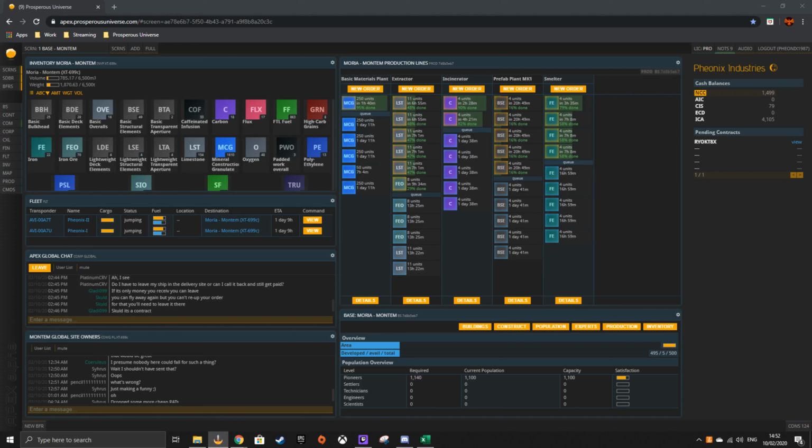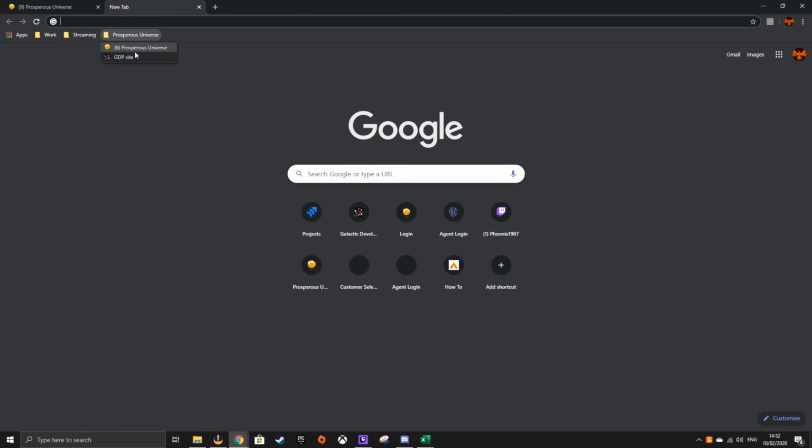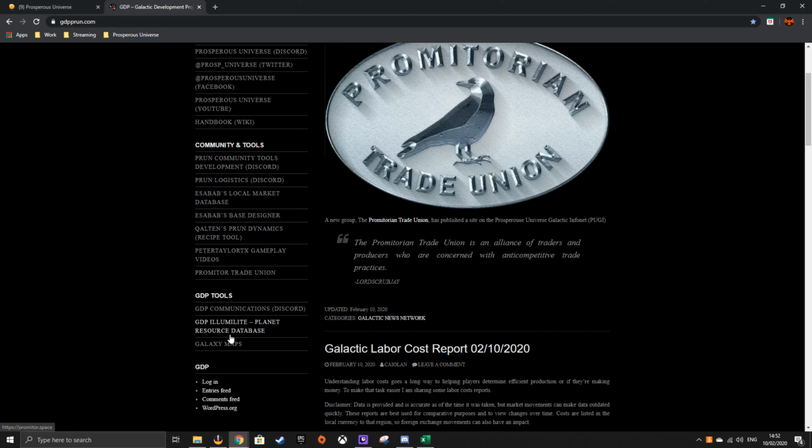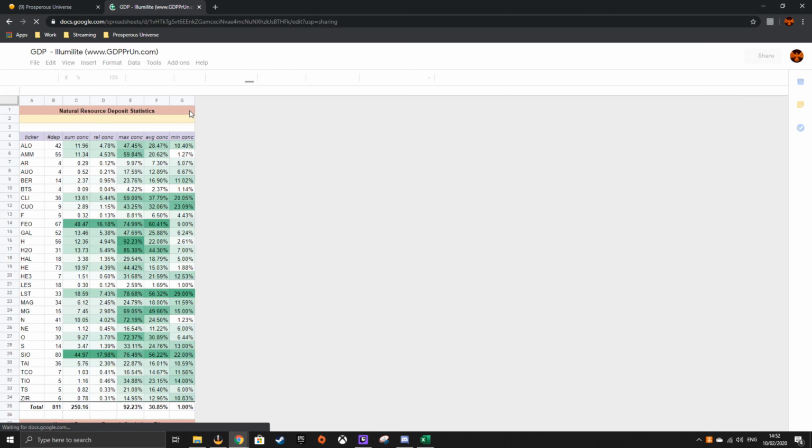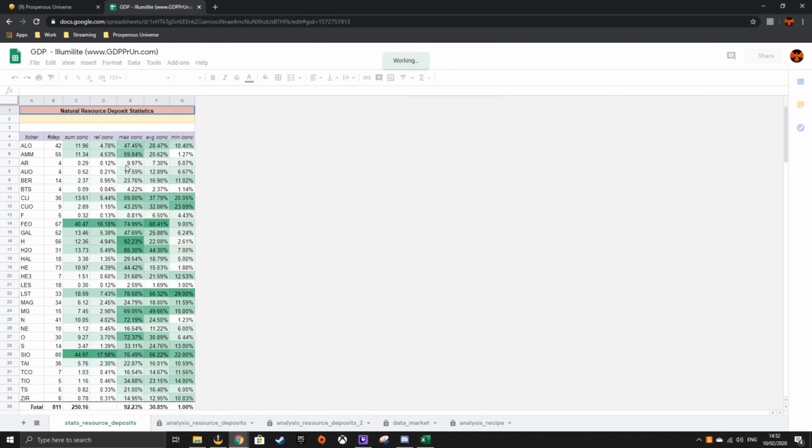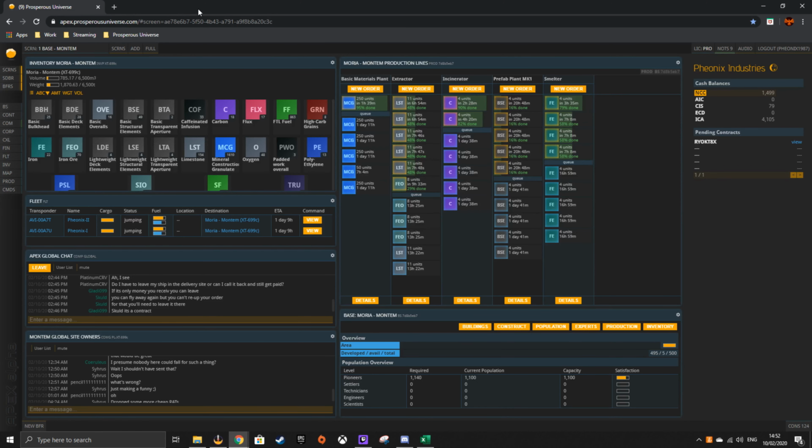Just to let you know, there has been quite a lot of stuff that I've put into this that has been with the help of the GDP Illuminate document, which I'll quickly show you now. A lot of the resources with regards to resource deposits and planet statistics have all come from this. So a massive thank you to GDP for giving me access to the hidden sheets on those. I think you can access it anyway, but I asked permission anyway, just to be sure.